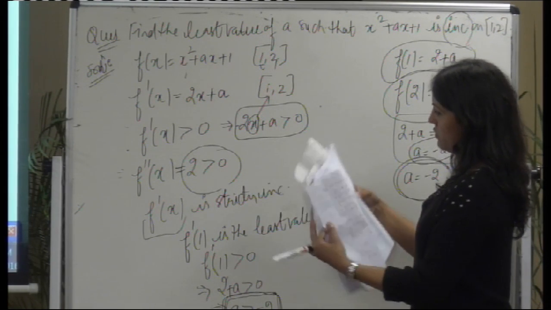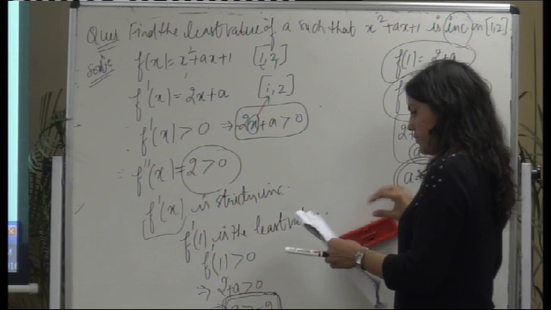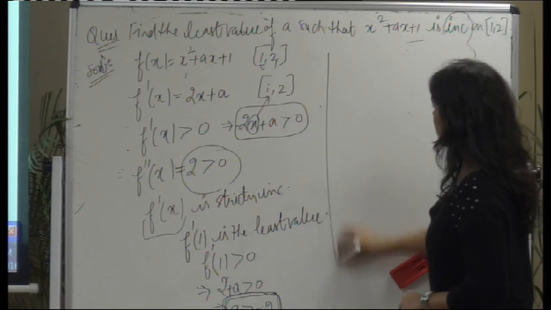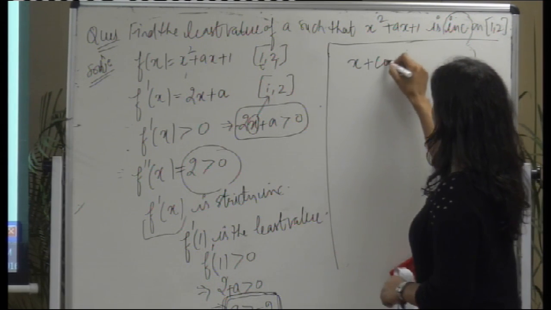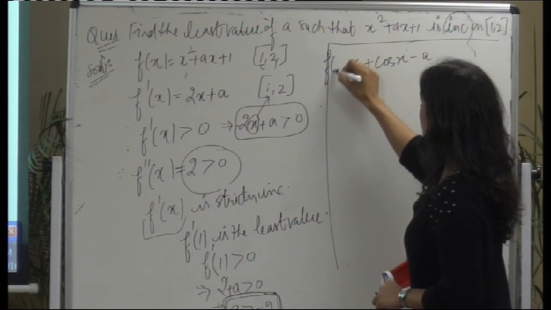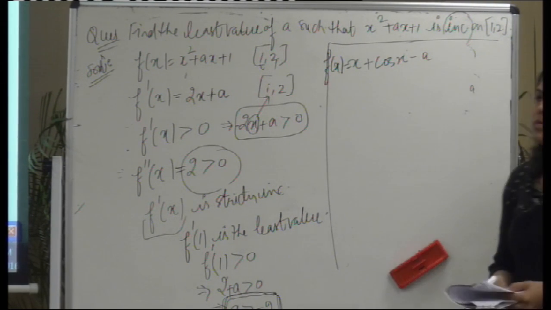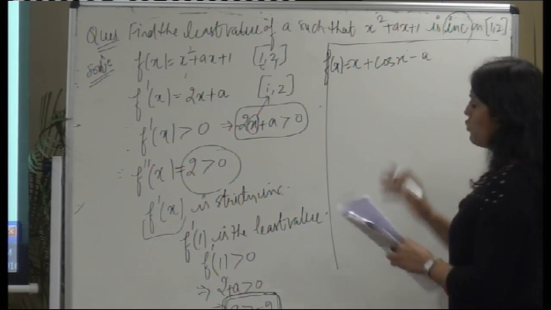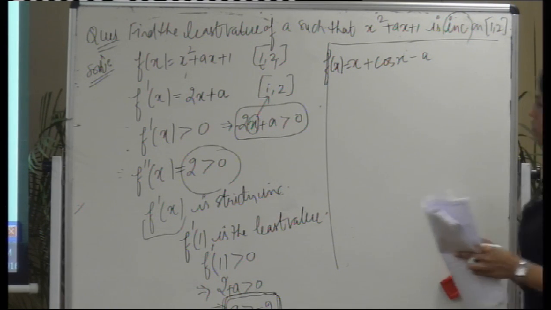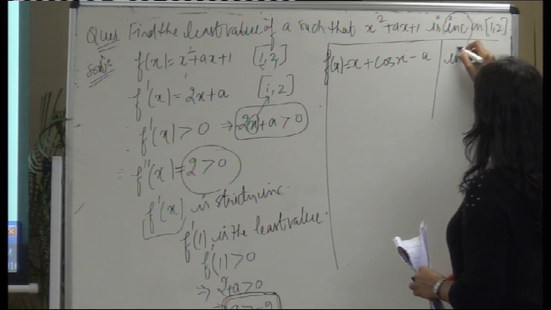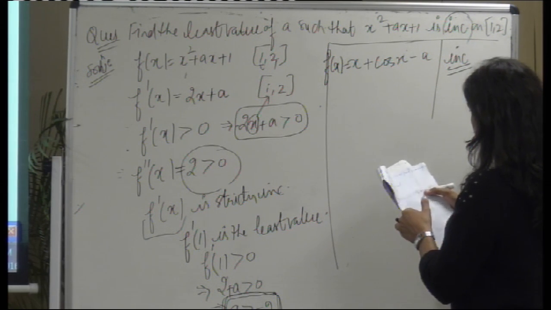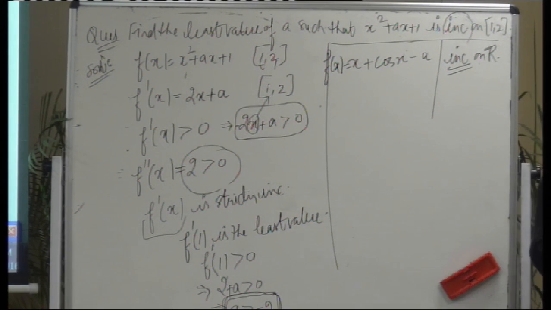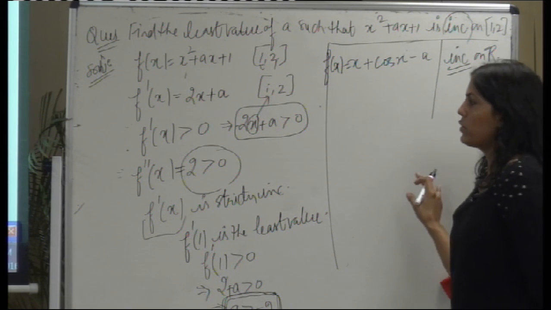Okay, now what about this function? You will answer me about the behavior of this function. x plus cos x minus a. This is the function. Tell me the behavior of this function now, and values of a also. For what values of a is this function increasing on R? Increasing is given, and on R. For what values of a is this function increasing on R? This you have to answer.